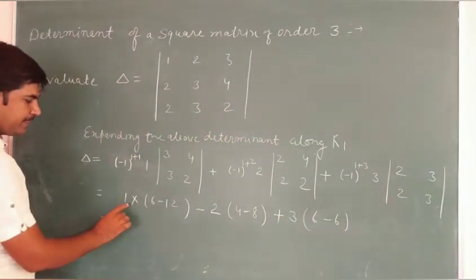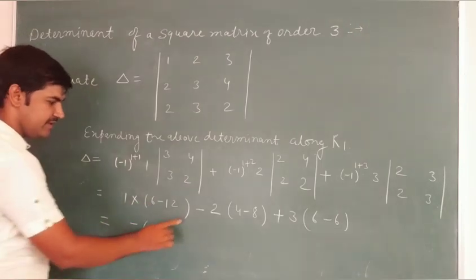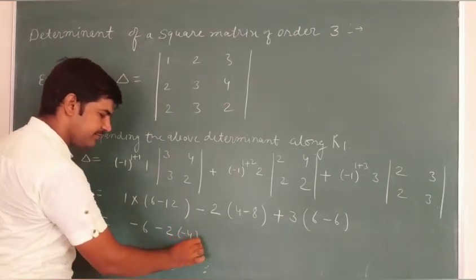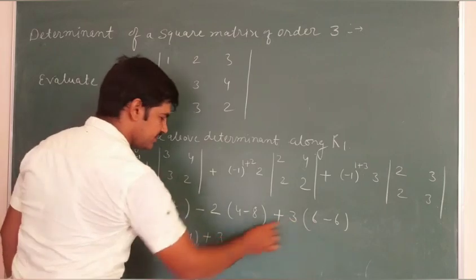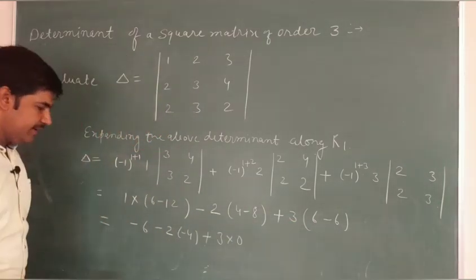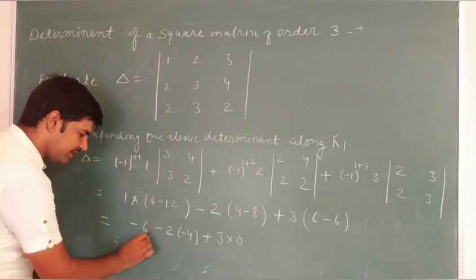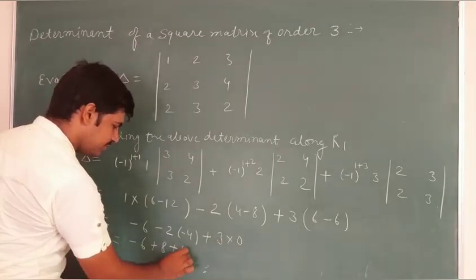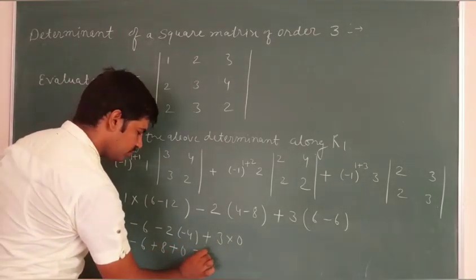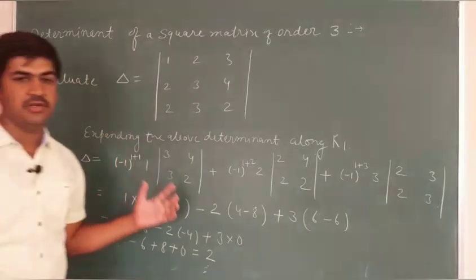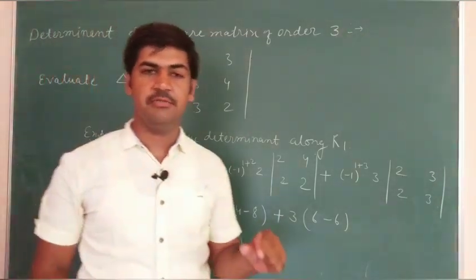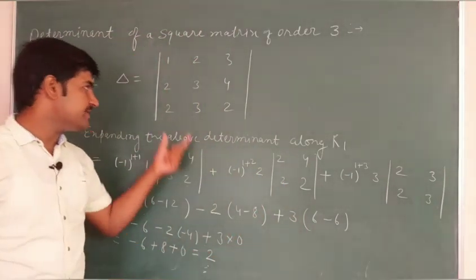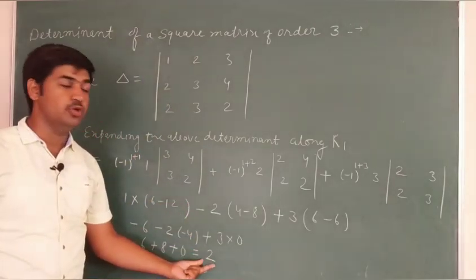Now 6 minus 12 is equal to minus 6, minus 2 times 4 minus 8, that is minus 2 times minus 4, is plus 8, and then plus 3 times 0 is plus 0. So minus 6 plus 8 plus 0 is equal to 2, the value of this determinant. How have we obtained it? By expanding it along R1, the first row. By expanding along R1, we have got the value of the determinant equal to 2.